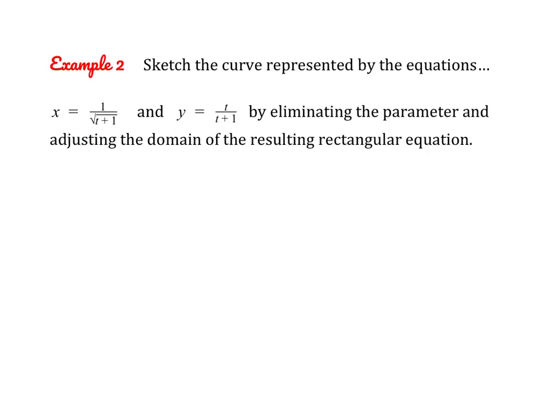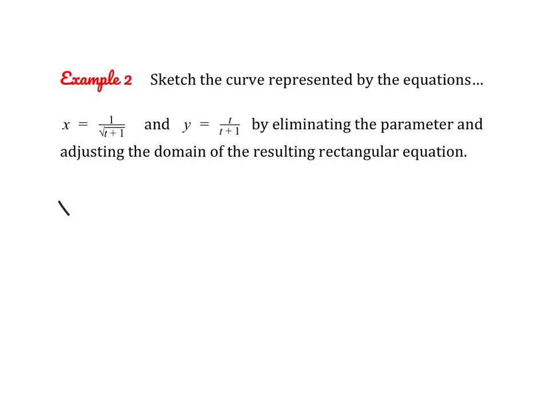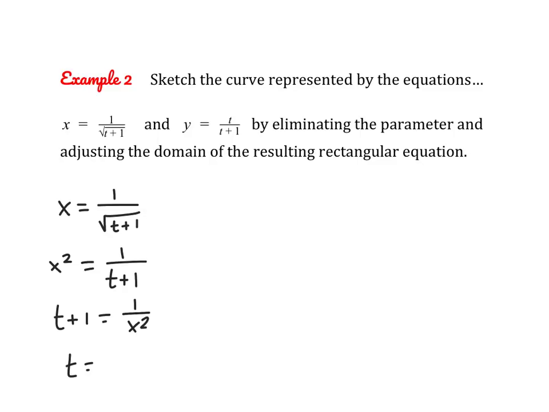All right, so let's start with this problem. So here we're given our functions for x and y. They want us to eliminate the parameter, and we're going to sketch a graph. So remember, to do this, we pick one of them and we isolate our parameter. So I'm going to pick our x function, and I'm going to solve for t. So I'm going to square both sides, and then I'm going to multiply by t plus 1 and divide by x squared. And then in one more step, I have isolated t.